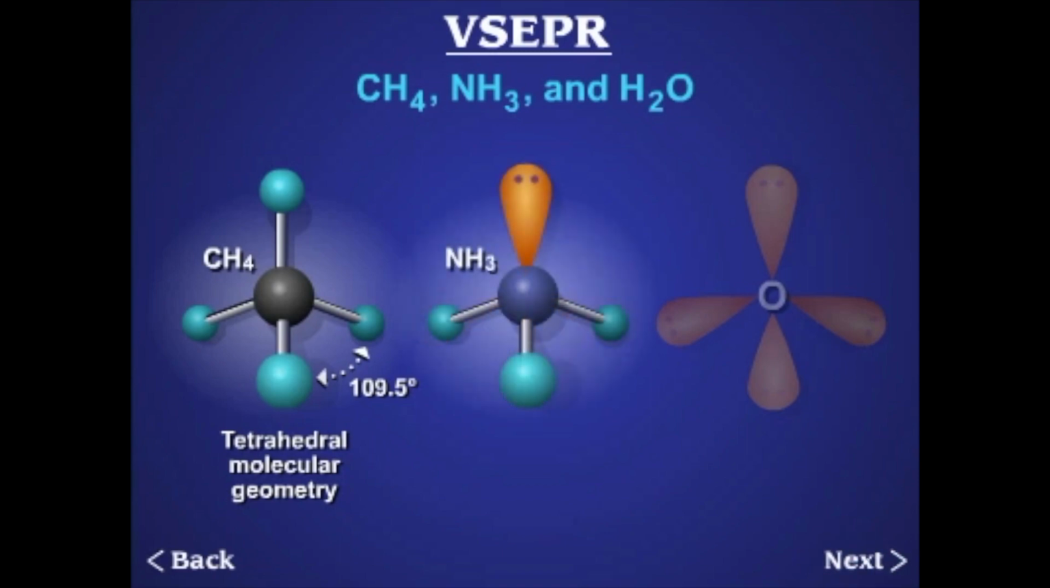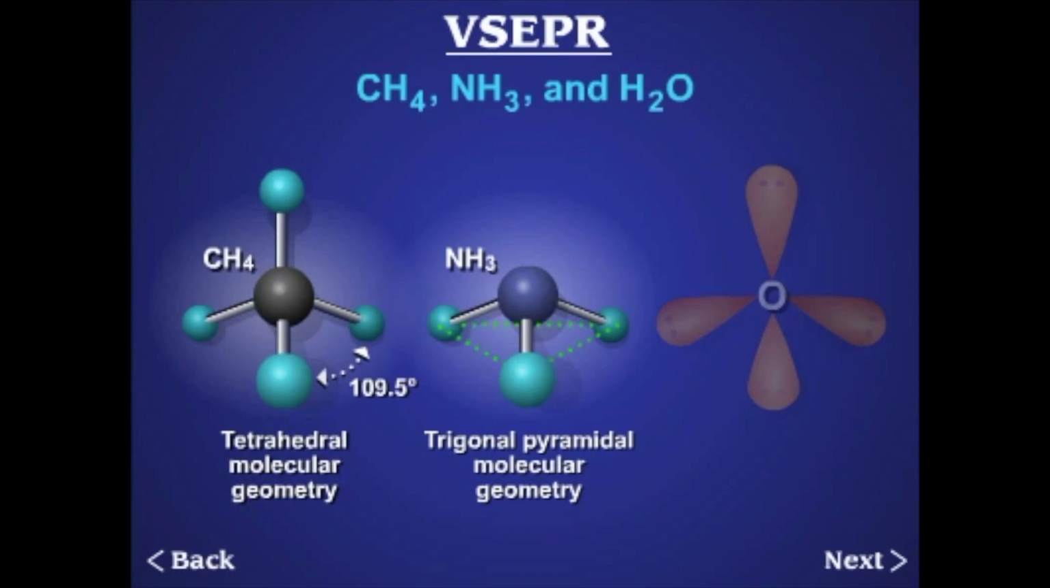In NH3, there are 3 bonding pairs of electrons and 1 lone pair. The molecular geometry, that is, the arrangement of the nitrogen and 3 hydrogen atoms, is a trigonal pyramid. The lone pair versus bonding pair repulsion is greater than the bonding pair versus bonding pair repulsion. The 3 nitrogen-hydrogen bonds are pushed together slightly, and the bond angle is less than 109.5 degrees.